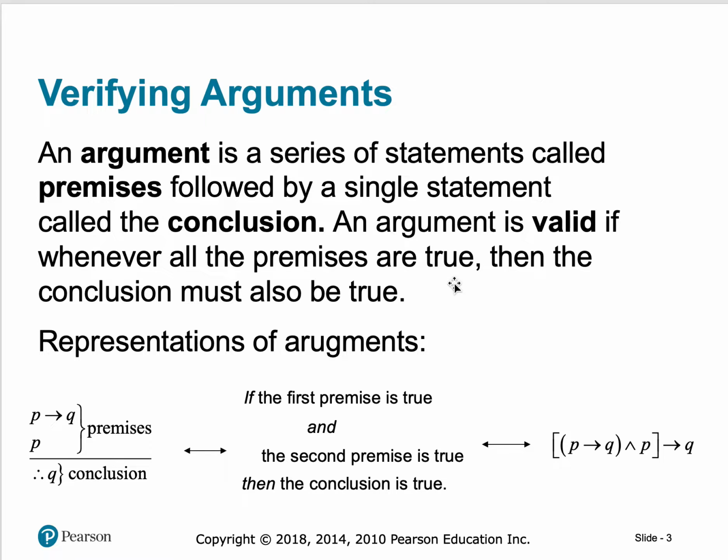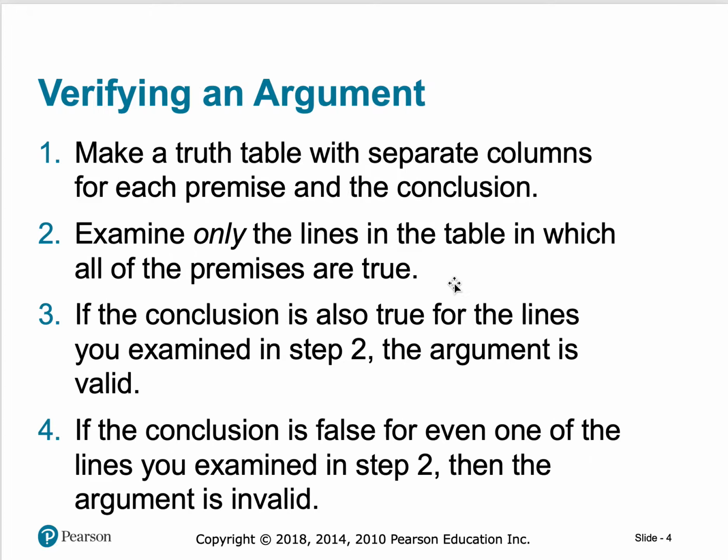An argument is valid when all of the premises are true, and because all of those are true, then the conclusion must also be true. And you'll notice the dotted triangle that occurs is how we're going to indicate that something has a conclusion.